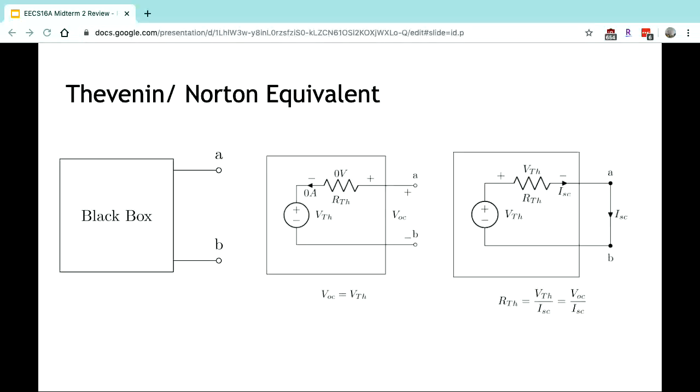So if we look at why it is that we are looking at the open circuit voltage and the short circuit current, let's say we have this black box that represents some circuit that we're trying to analyze.